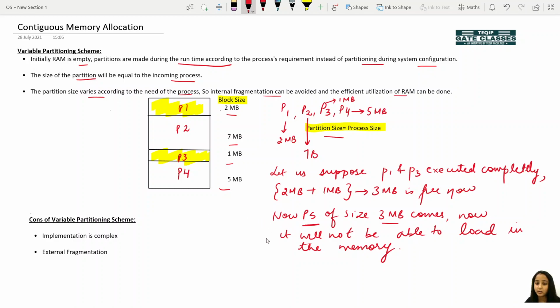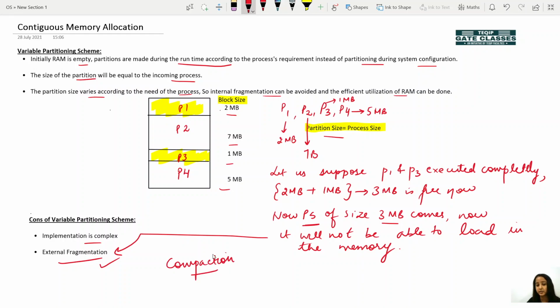So what will it be? It will be the scenario of external fragmentation. So still external fragmentation is there in the variable partitioning scheme. The next disadvantage is that it has a complex implementation. But here in the variable partitioning scheme, we can do compaction. This problem can be solved with the help of compaction.